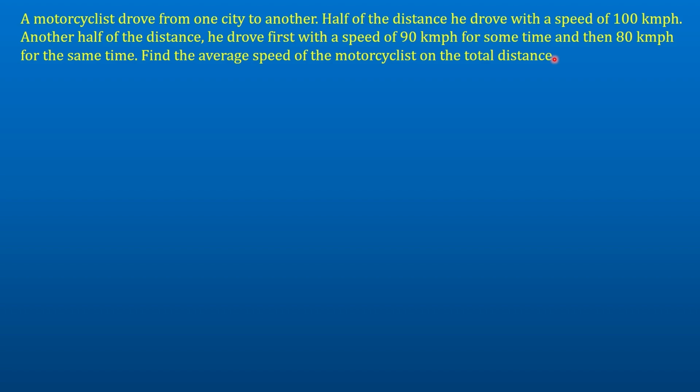Another half of the distance he drove first with a speed of 90 km per hour for some time, and then 80 km per hour for the same time. Find the average speed of the motorcyclist on the total distance.